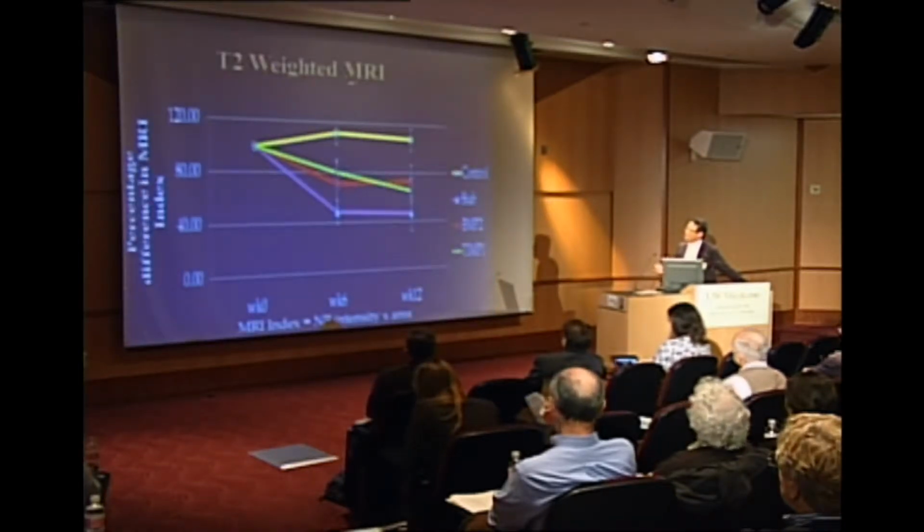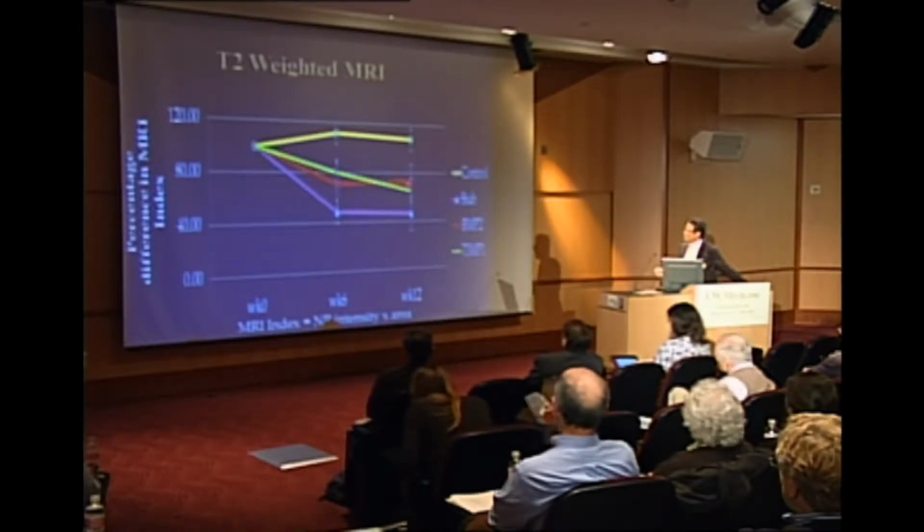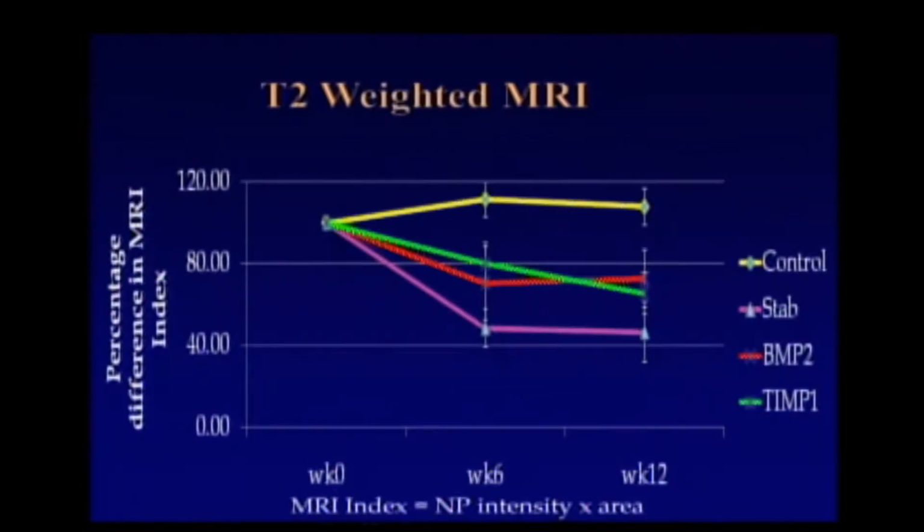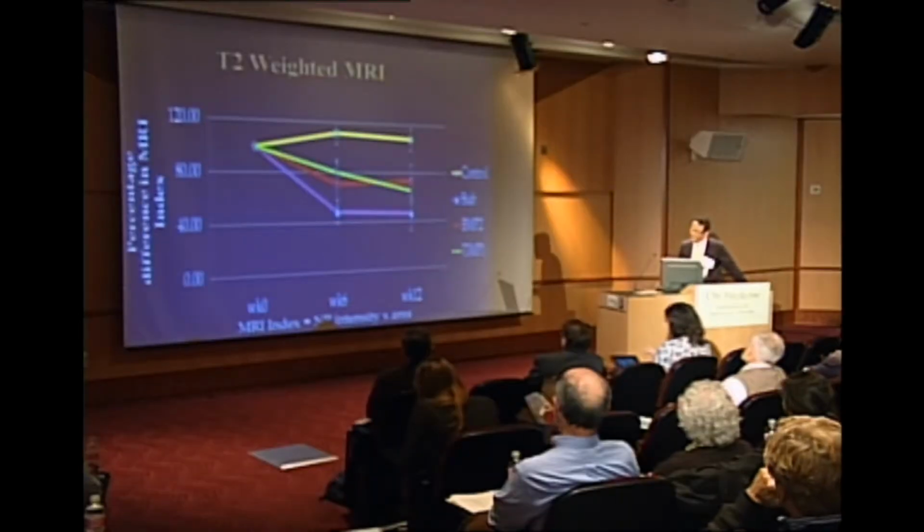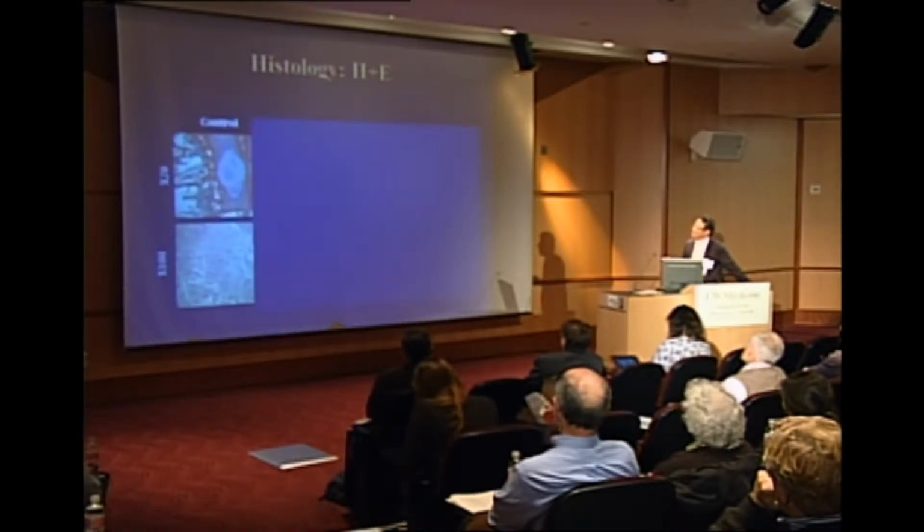When you look at our quantitative MRI values, the therapeutic genes of BMP and TIMP altered the natural history. This is the degeneration that occurs with just a stab. So we were able to bump up the curve. We were never able to get it back to normal, but we were able to alter the natural history. So we still believe gene therapy has a huge potential. It's just we have to figure it out a little bit better and study it better.